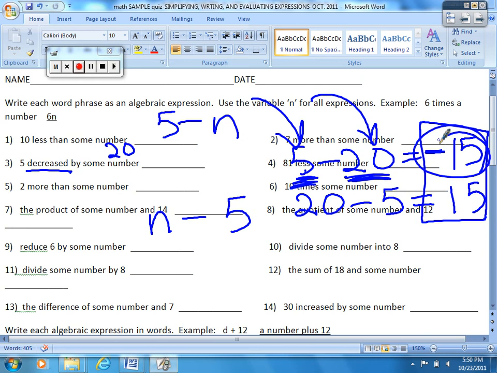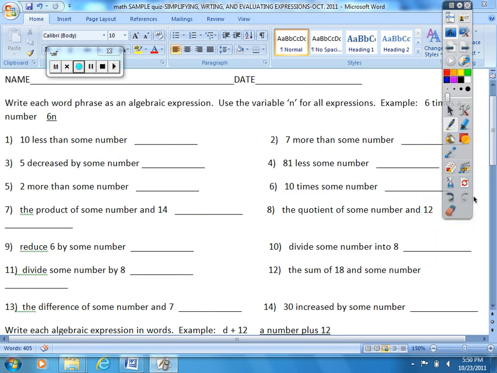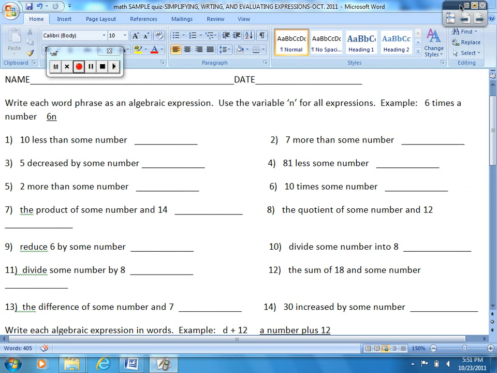So which one of these expressions is correct? 5 decreased by some number is correct. Be very cautious on subtraction and division. Adding and multiplication are not nearly as difficult. You've got more leeway on those operations, and I'll show you number 2.